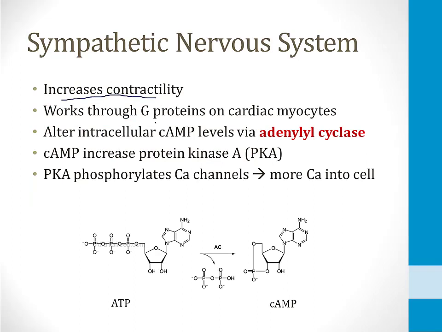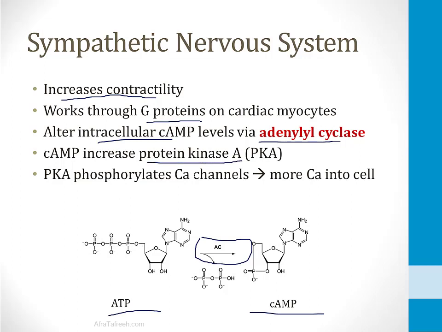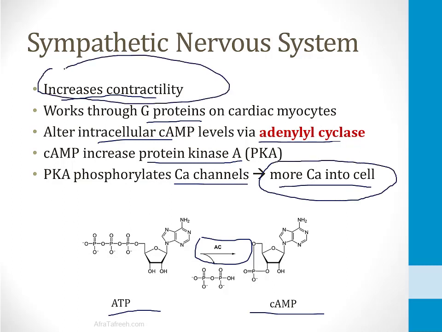The sympathetic nervous system works through G proteins that are coupled to sympathetic nervous system receptors. These G proteins raise the intracellular cyclic AMP levels by activating the enzyme adenyl cyclase. If you look at the bottom of the screen, adenyl cyclase converts ATP into cyclic AMP. Cyclic AMP in turn increases the activity of the enzyme protein kinase A, and protein kinase A phosphorylates calcium channels, and this leads to more calcium in the cell. And as we've been discussing, more calcium into cardiac myocytes leads to more contraction. This is how the sympathetic nervous system raises contractility.